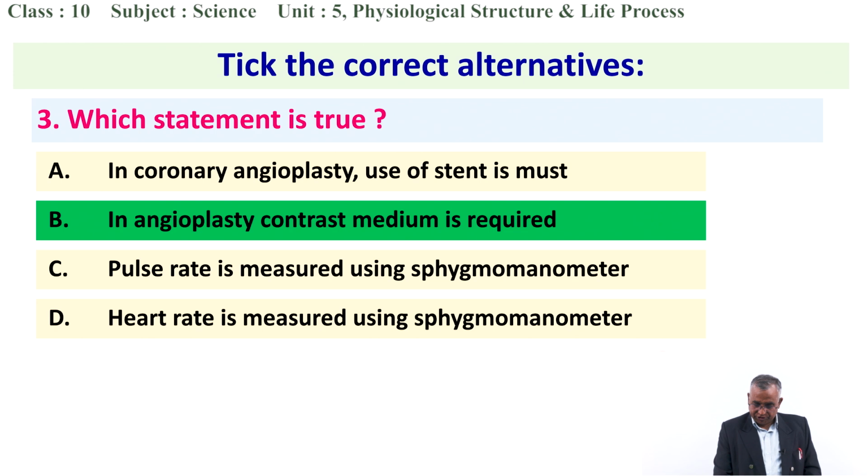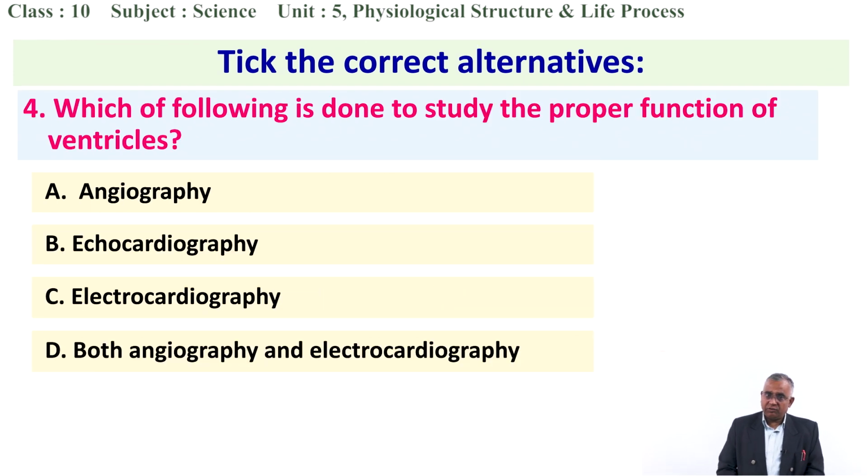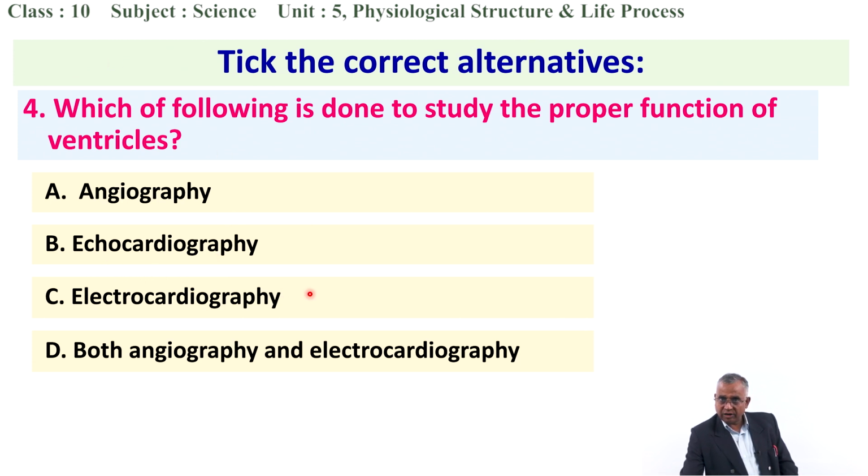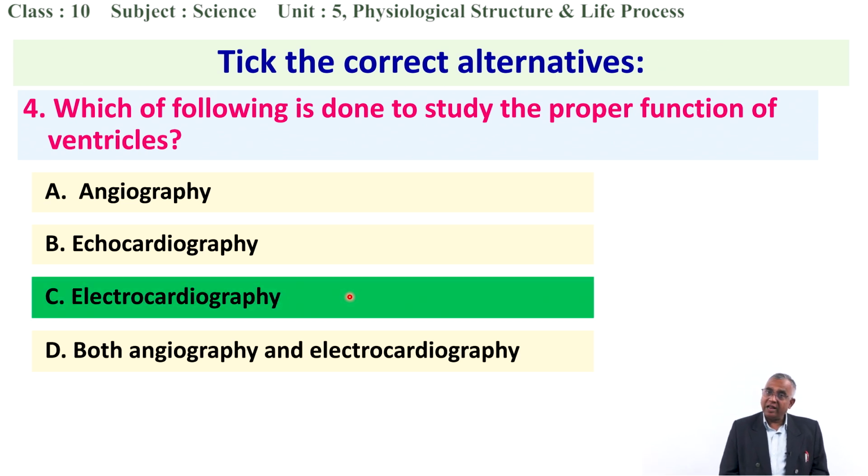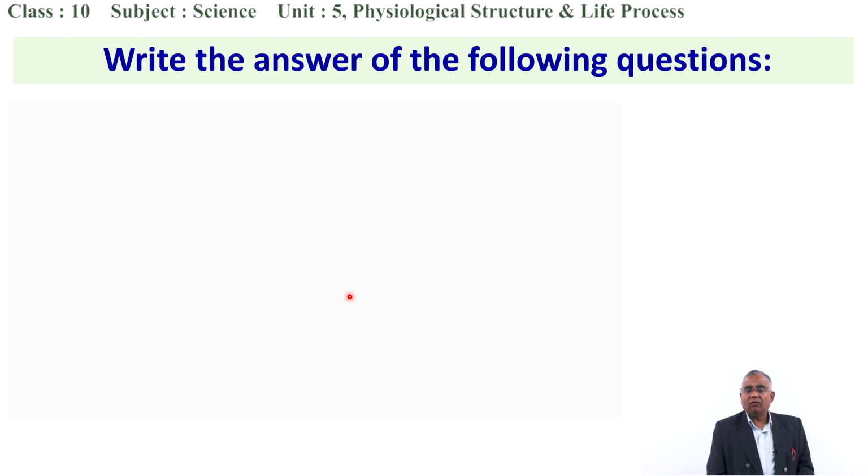Okay students, next question is, which of the following is done to study the proper function of ventricles? A is angiography, B is echocardiography, C is electrocardiography, and D is both angiography and electrocardiography. So remember, we are talking about the proper function of ventricles. So that is related with what? You have guessed it. It is electrocardiography.